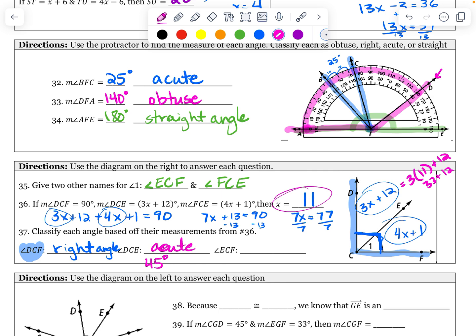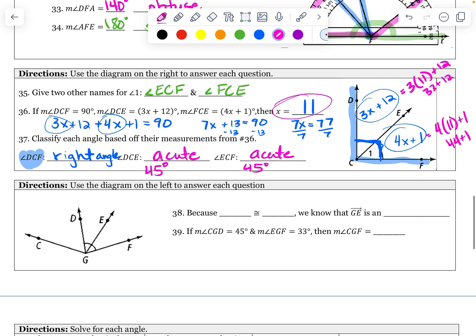Which means this other one also has to be 45 degrees. It also has to be acute because 45 plus 45 is 90. But let's double check our work. 4 times 11 plus 1 is 44 plus 1 is 45. Very good. I'm going to just knock out this page.